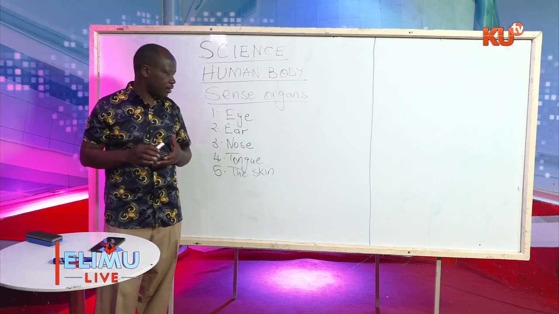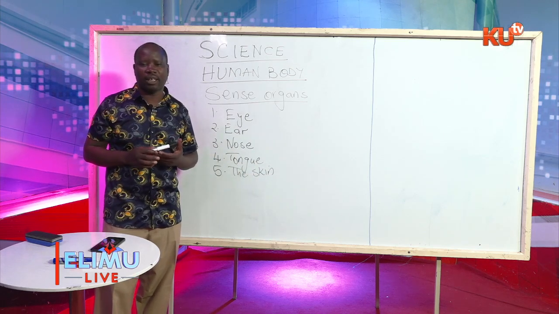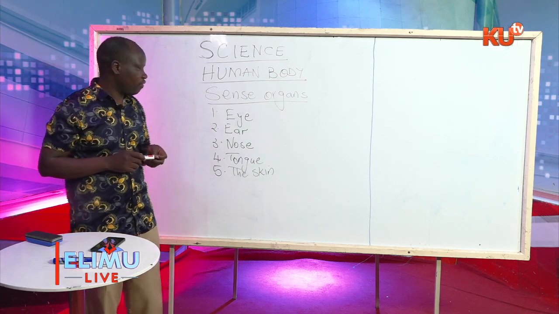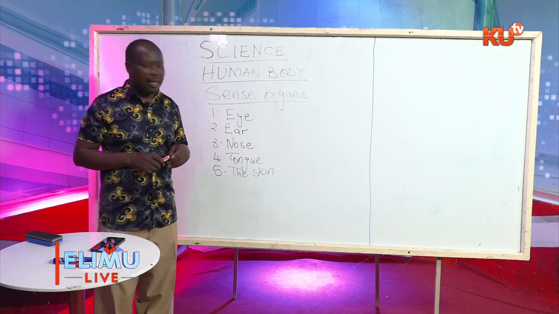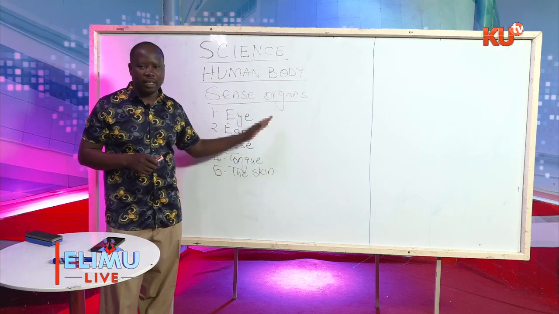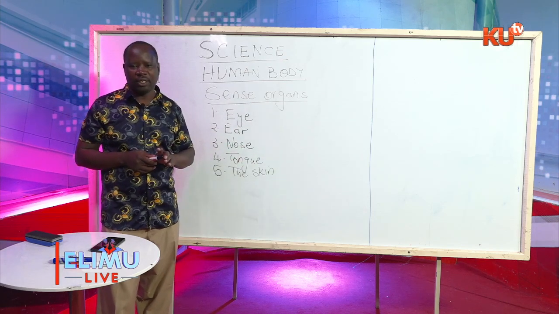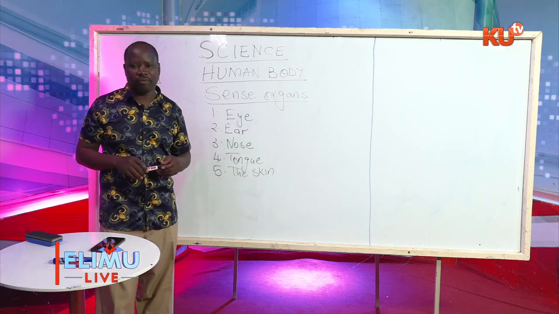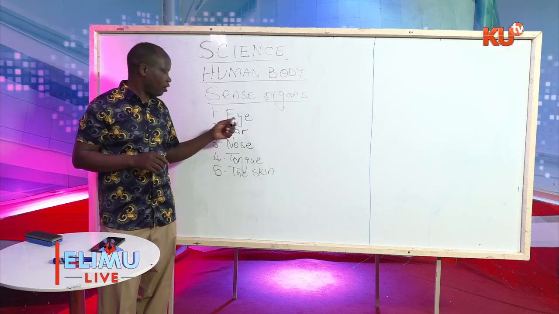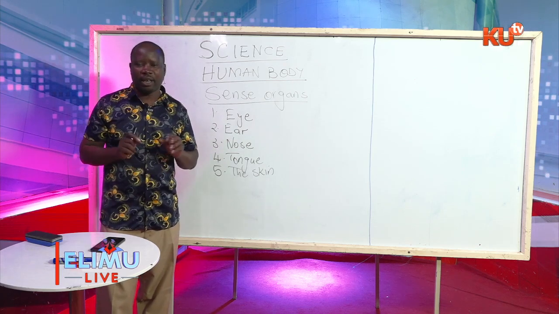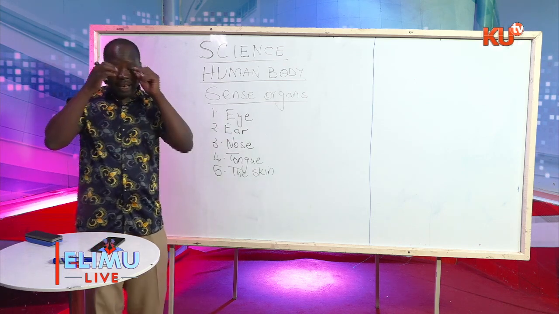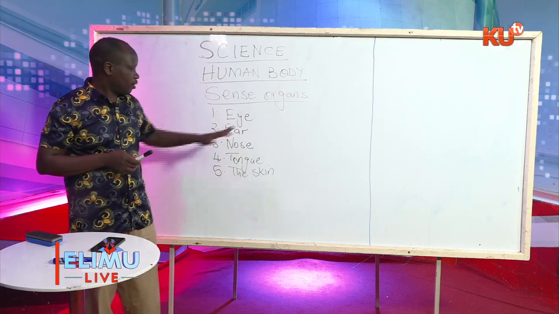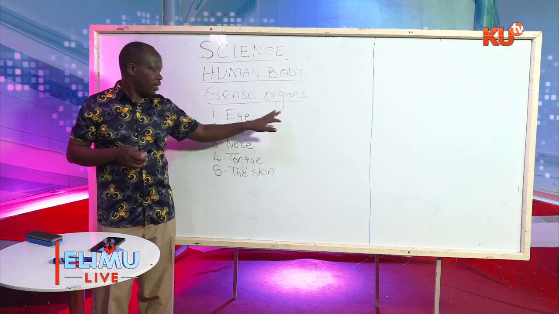So if somebody asks you to name sense organs, you should know that we have 5 sense organs. And let's see how many of each we have. We have 2 eyes. As you can see me, this is my first eye and my second eye. 2 eyes naturally.